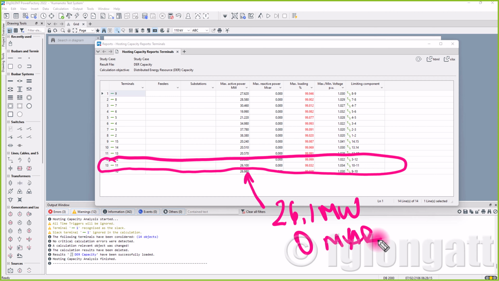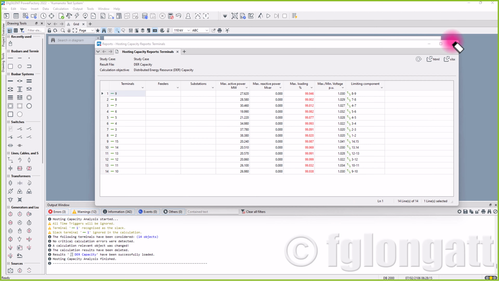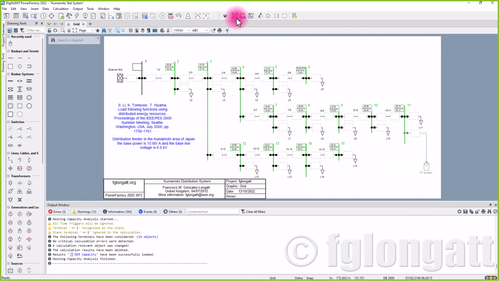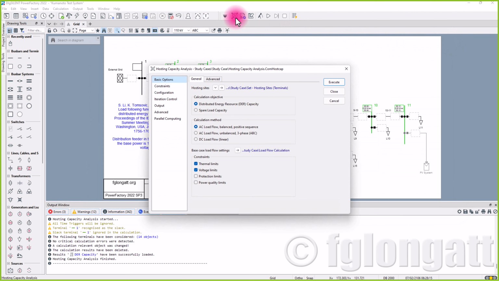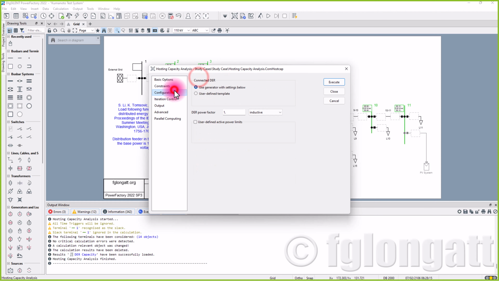But probably right now my students are asking, professor, quick question: if the device produces reactive power, that number will change, isn't it? And I will say, yes, of course. Let me show you that. What I will do now is run the hosting capacity again. Oh my goodness, where is it? It's here in configuration.